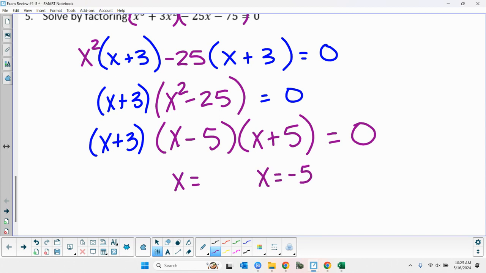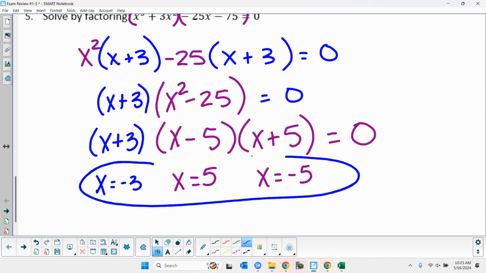Negative 5 there, positive 5 there, and negative 3 there. Any questions on that one? Just make sure you're finished. And just put x equals plus or minus 5.